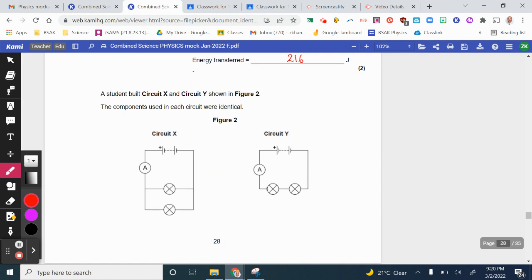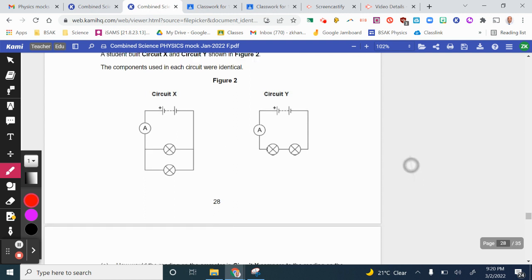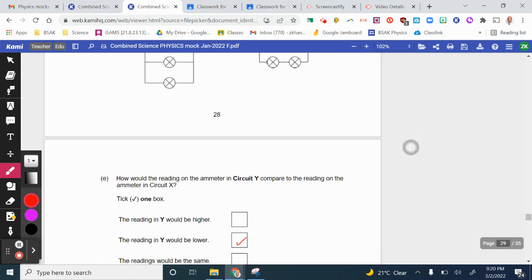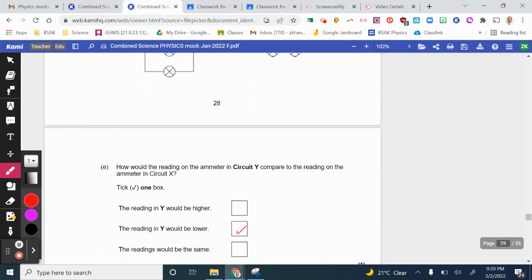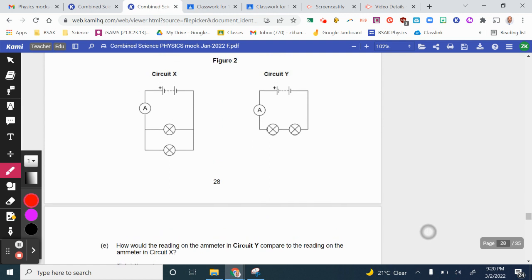So what we've got here is two circuits. Circuit X, we can see that's a parallel circuit, and circuit Y, we can see that is a series circuit. We've got an ammeter connected close to the battery, an ammeter close to the battery there as well. And how would the reading on the ammeter in circuit Y compare to the reading on the ammeter in circuit X? Now, we've got two lamps here, and we've got the same two lamps here.